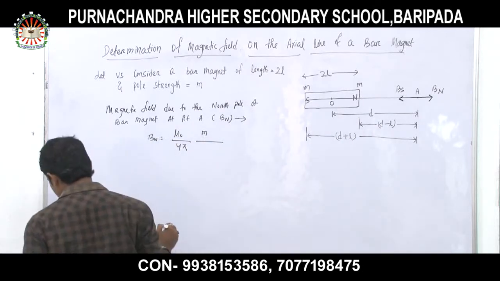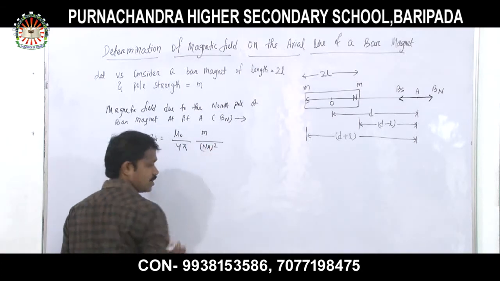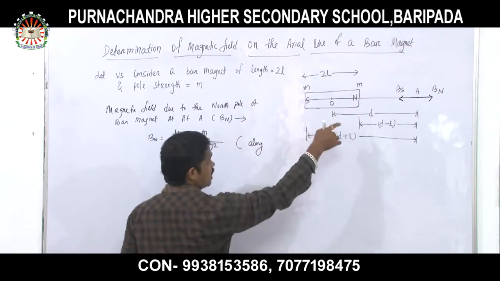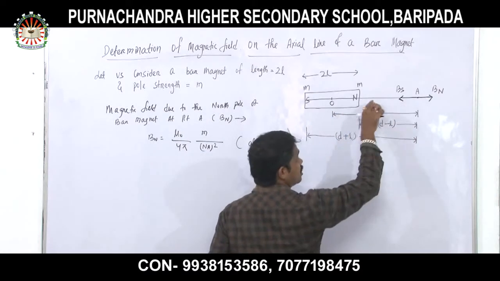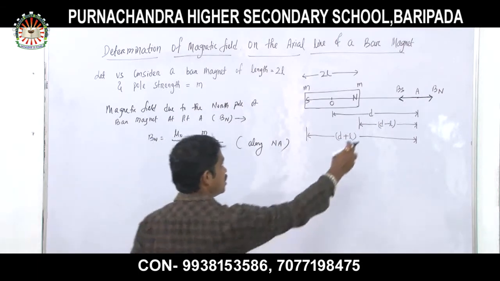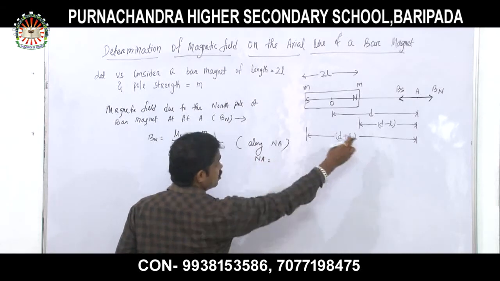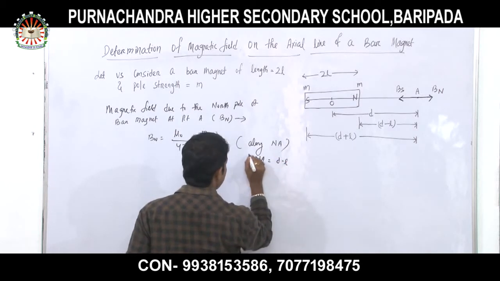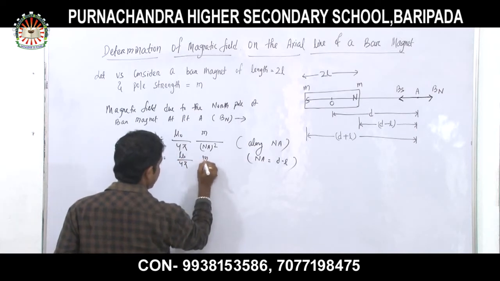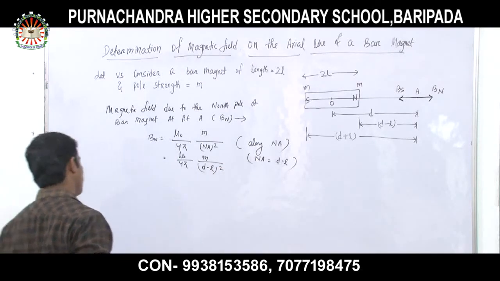So M divided by the distance, which means NA squared. And what is the direction? The direction is along NA, not A to A. Along NA, this is the direction of the B. Where NA is equal to D minus L. So let us put the value here: Bn is equal to mu0 divided by 4 pi, m divided by (D minus L) whole squared. Understood? Okay, so this is Bn.